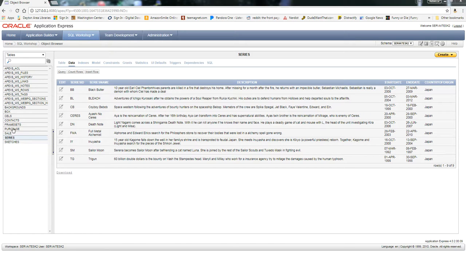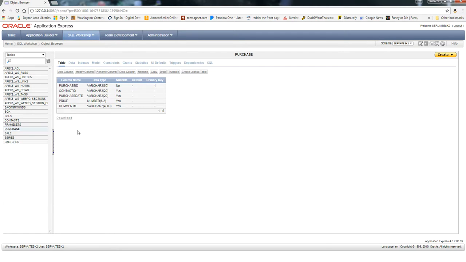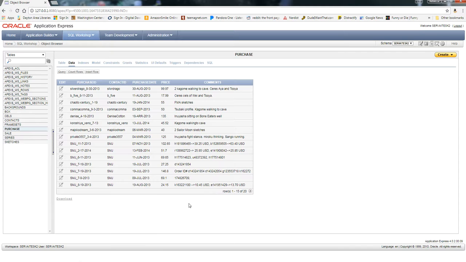Okay, so let's move on to purchase. This is a table that is in second normal form because it does have a foreign key contained within it. That's our contact ID. That would be the person that we bought it from. It has the purchase date, price, and some comments of what was in the order, or if the order was stupid, that kind of stuff. And then when I purchased it, and that's all good stuff to know.